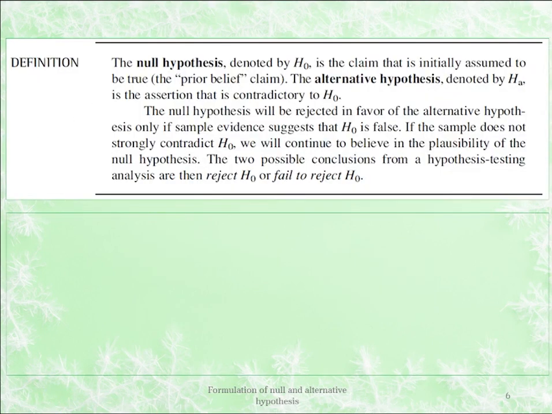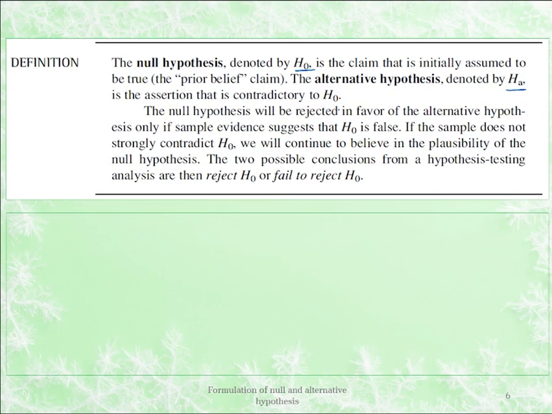Now, let's get to the definition. The null hypothesis, as I already said, we denote by H0, and it is the claim that is initially assumed to be true, so a prior belief claim. That's another way of saying it. The alternative hypothesis, denoted by HA, and you can do a capital A or a 1 there, it doesn't matter. We're just going to stick with the lowercase a because your textbook does it. It is the assertion that is contradictory to H0, and it's the thing that we are interested in.